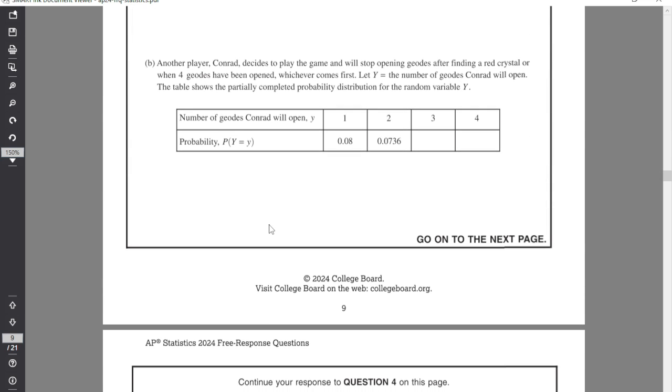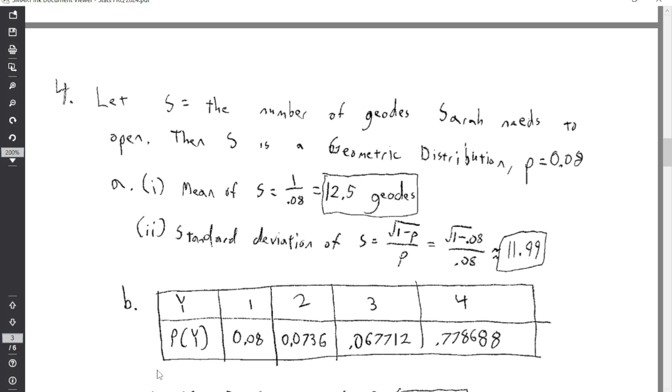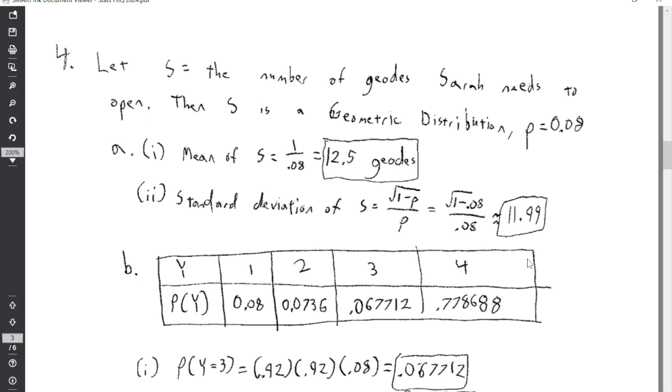Because we go until we get the red crystal or until we hit 4 and we stop, whichever happens first. So if we stopped at 3, that must have meant that we got our red rare geode. So the first 2 were not the red, and the last one was. So we had not a red, not a red, red. So the probability of not a red is 1 minus the 0.08. That's the 0.92. So not a red, not a red, red gives us 0.0677.